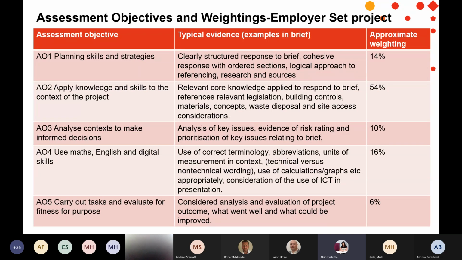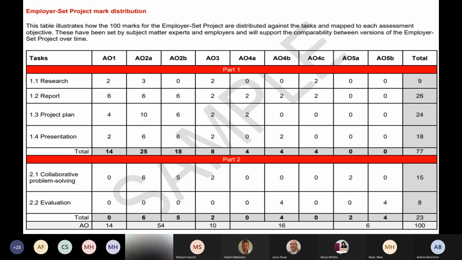So quite clearly you can see that assessment objective AO2 has a weighting of 54%. Okay, so it's very, very high. So I'm going to break this down in the next couple of slides. And this is showing you how the 100 marks for the employer set project are distributed against all of those tasks. And you can see some of the assessment objectives, as I said, are broken down into A, B, and C in some cases. And the reason for that is to help the markers interpret the assessment objectives accurately.